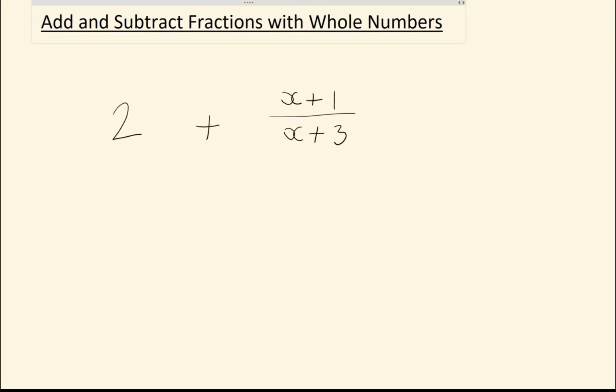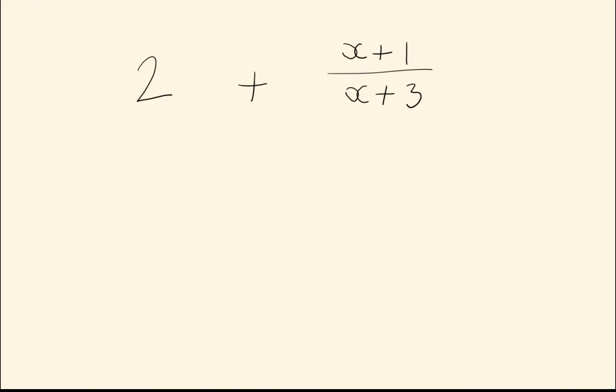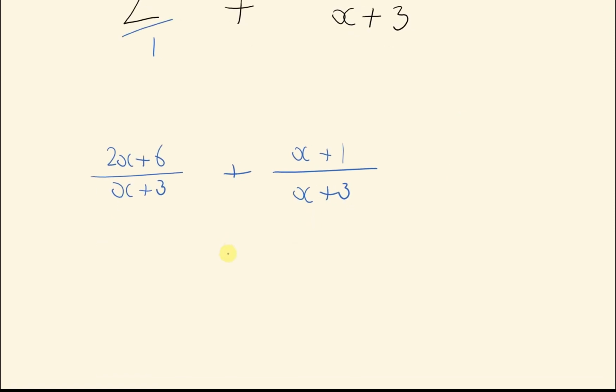A slight edge case isn't necessarily harder. We can also occasionally work with whole numbers. So here we need to find a common denominator. This 2 is basically 2 over 1. So your common denominator will just be x plus 3. The right hand side doesn't change, but here I've times everything by x plus 3, so that will become 2x plus 6. Then when you add them together, you get 3x plus 7 over x plus 3.